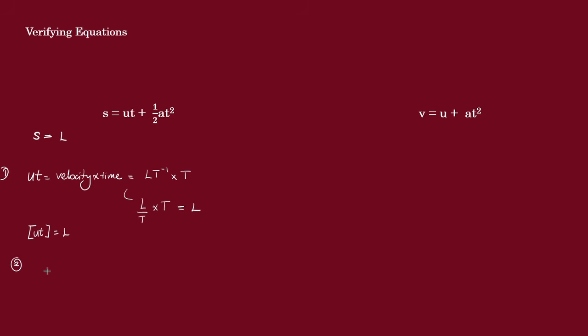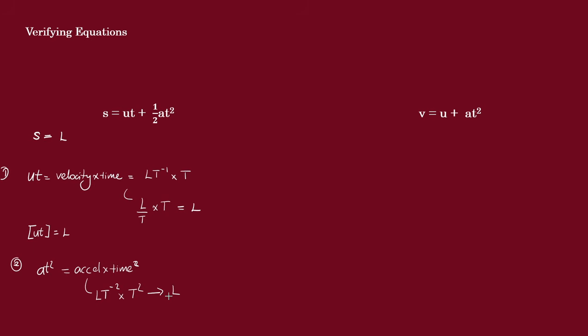The second product term is going to be half at squared. And remember what we said about constants in the introductory lecture, that constants have no effect, dimensionally speaking, when dealing with equations. So we're going to just look at the dimensions of at squared. That's acceleration times time squared. Acceleration is velocity per time, so that's length per time squared, LT to the power minus 2, times time squared.